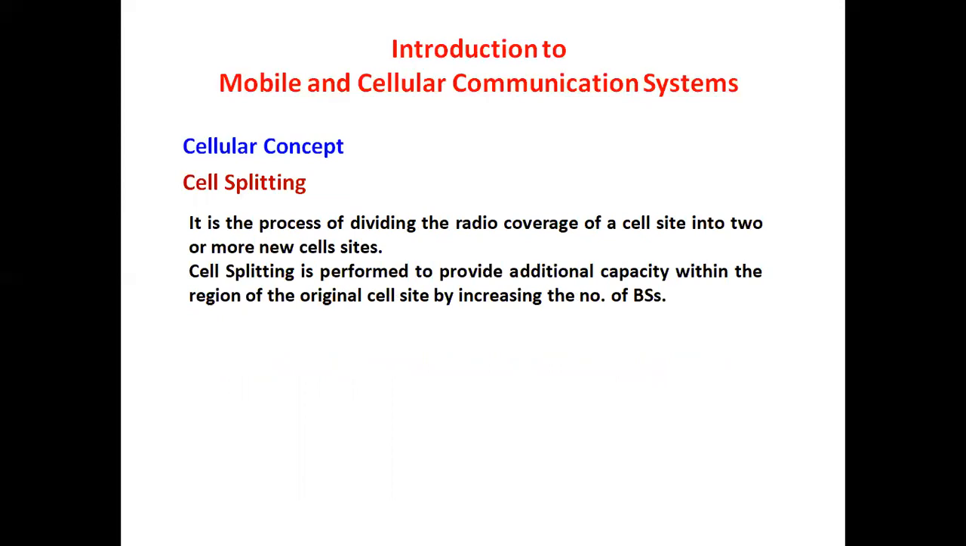Now we look at cell splitting. It is the process of dividing the radio coverage of a cell site into two or more new cell sites. Cell splitting is performed to provide additional capacity within the region of the original cell site by increasing the number of base stations.